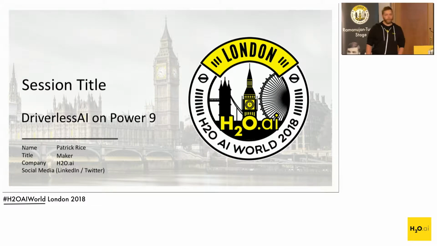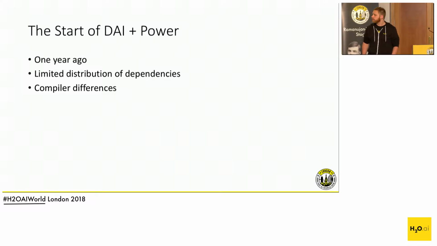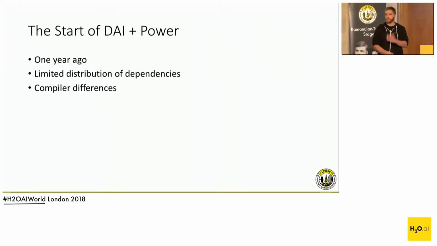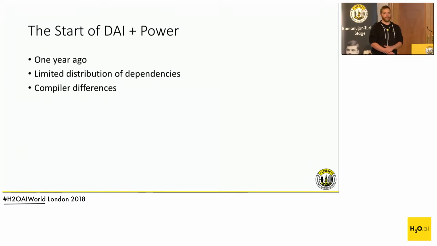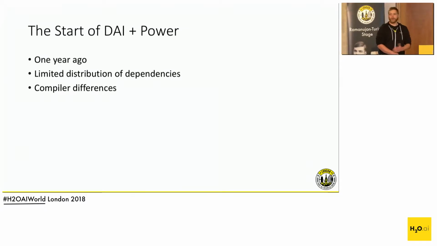Hey everyone. Over the past year or so, I've been working on the power system for H2O AI. I've been trying to port Driverless AI onto Power. It started off a little rough. Many of the dependencies we need were not readily available, and some compiler differences caused a few issues, but we were able to overcome that, and from that we created a package that's very easy to install and easy to run on Power.